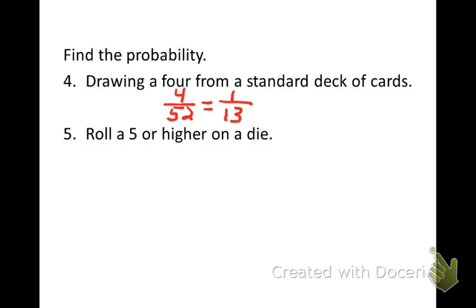Number 5, probability of rolling a 5 or higher on a die. Well, there are 6 outcomes. How many ways are a 5 or higher? Well, we could roll a 5 or we could roll a 6. So there'd be 2 ways, and then reduce it to 1/3.